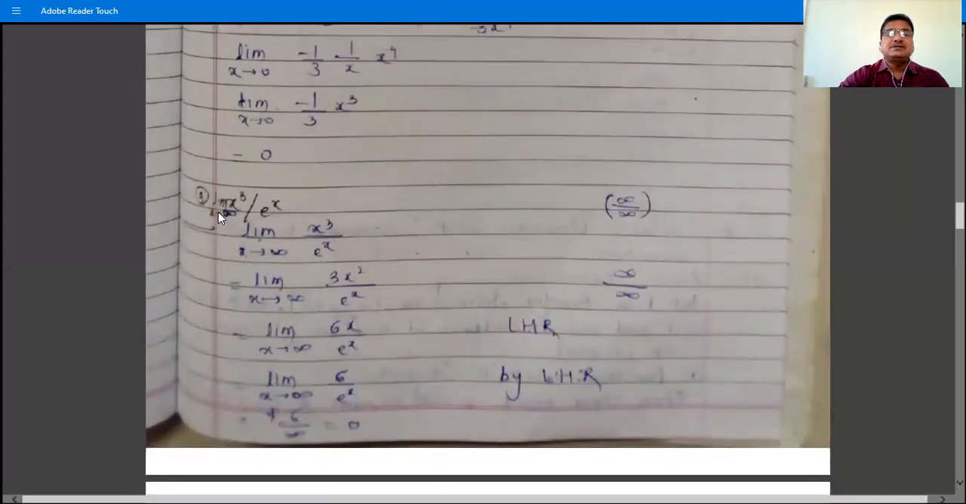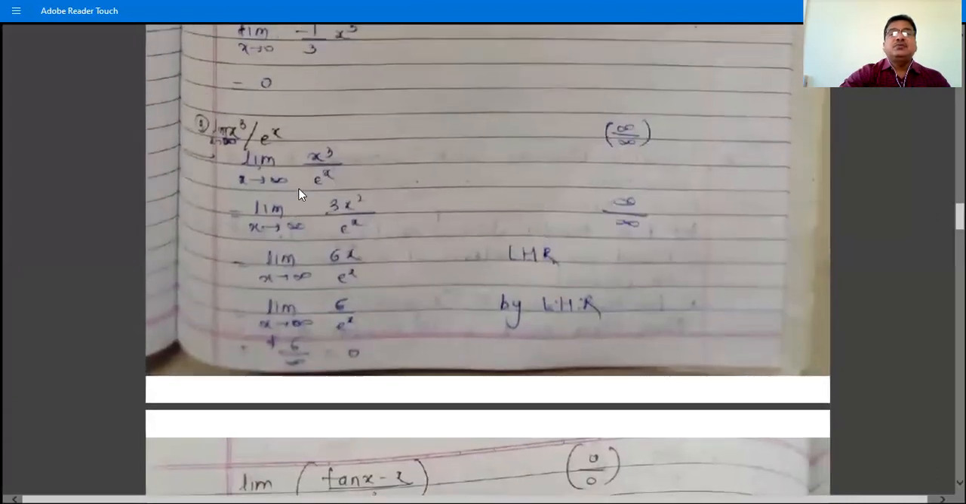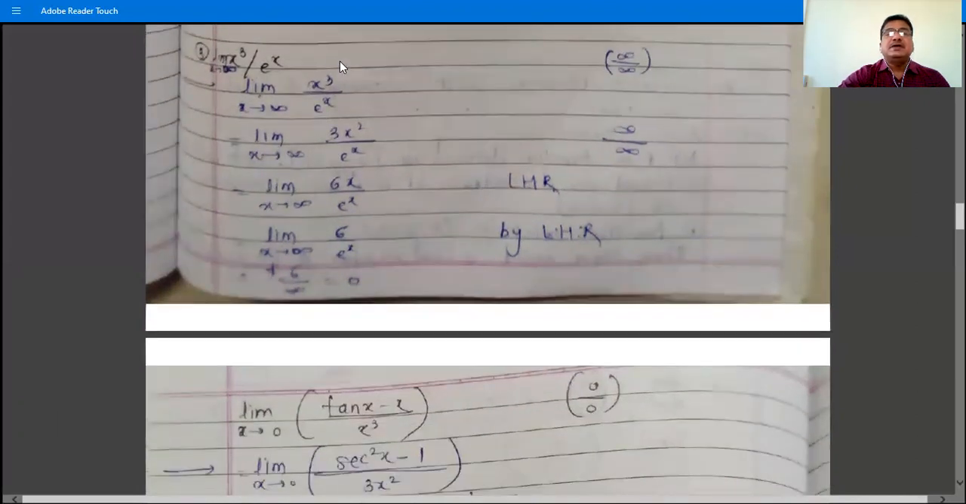Then limit x tends to infinity, x cube by e raised to x. If you substitute x as infinity, then infinity cube is infinity, and e raised to infinity is infinity. So it is in the form infinity by infinity. So apply L-Hospital. Derivative of x cube is 3x square, and derivative of e raised to x is e raised to x, by L-Hospital rule.